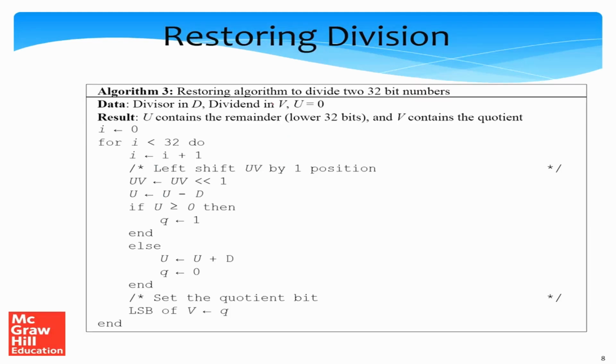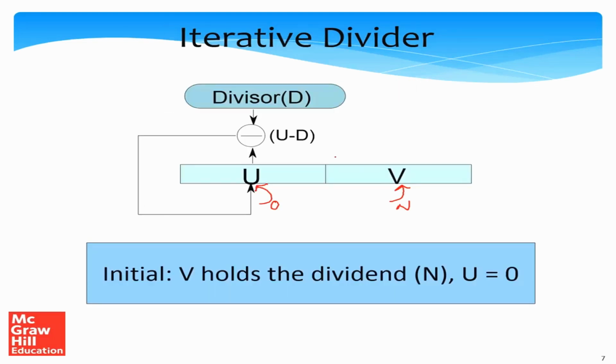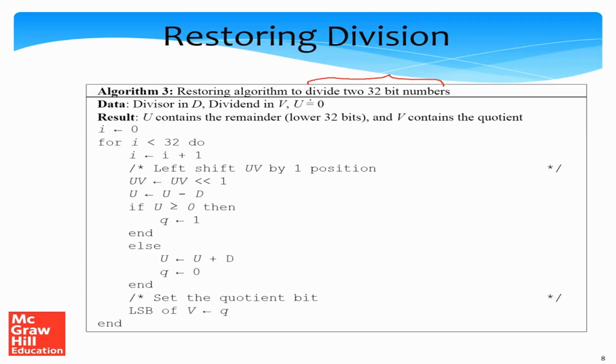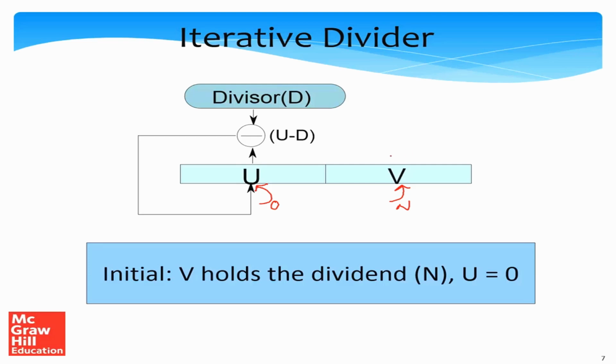Alright, so let's take a look at the algorithm, which is very simple. It's called the restoring algorithm. What it does is divide two 32-bit numbers. 32, 64 doesn't matter. So the input is the data, the divisor is in register D. As you can see, the divisor is here in register D. The dividend is in register V, which is this register. The dividend is loaded over here.